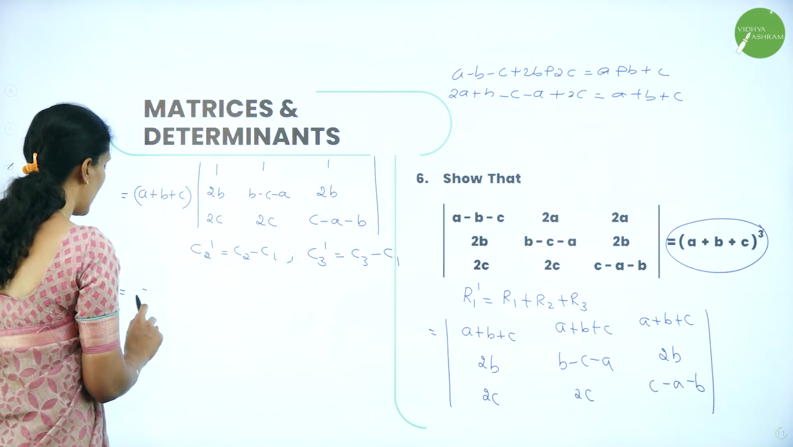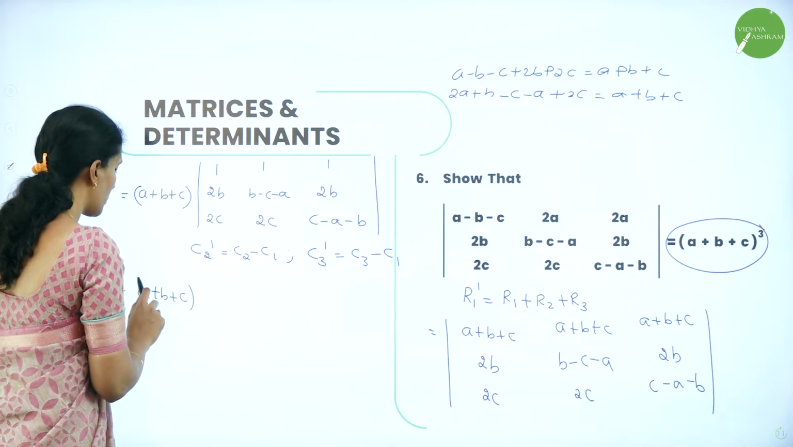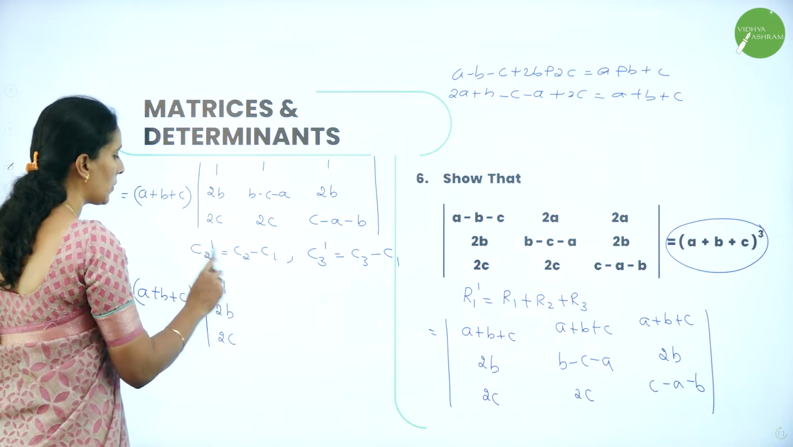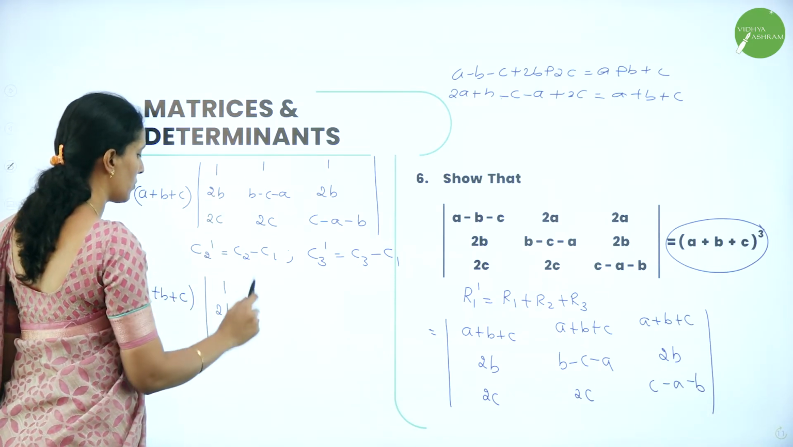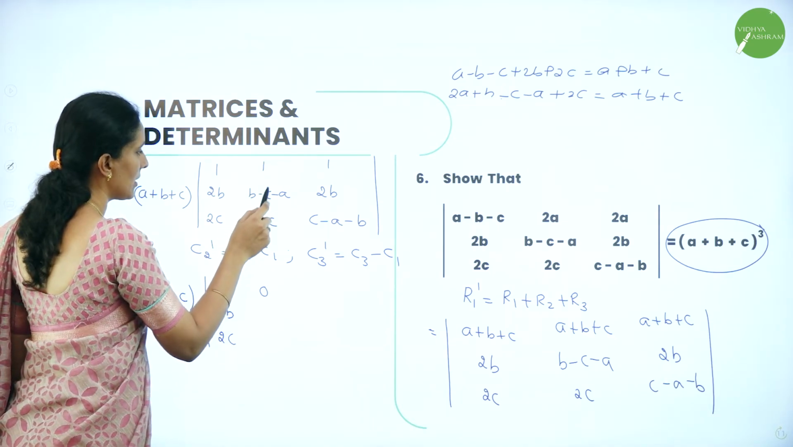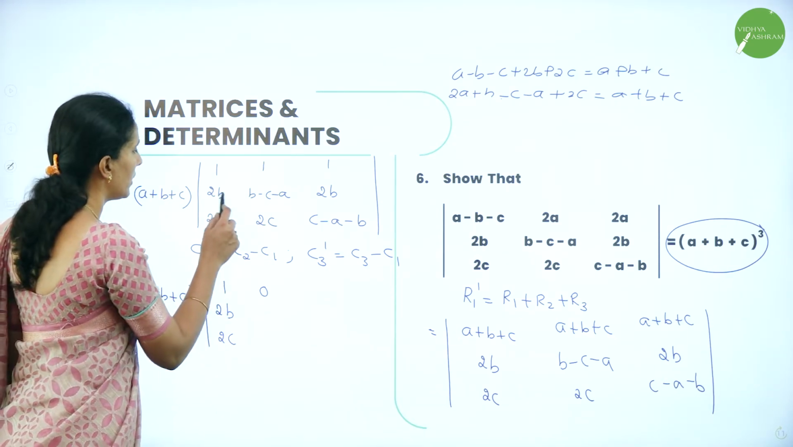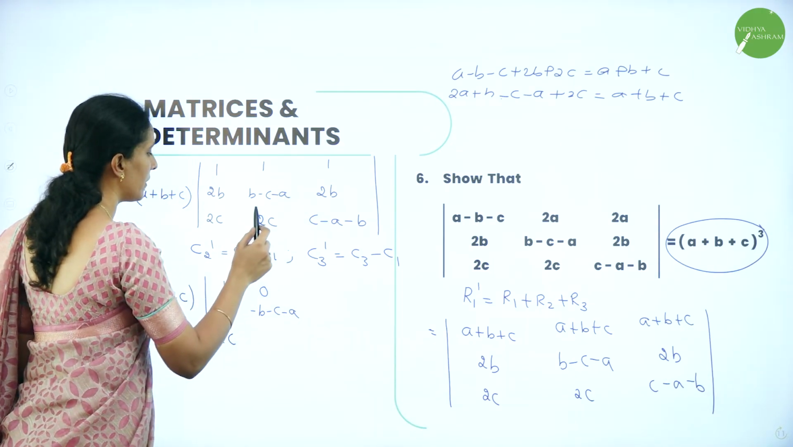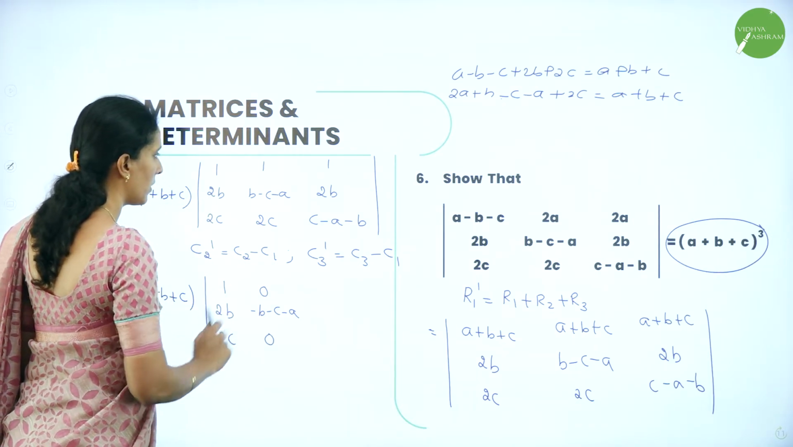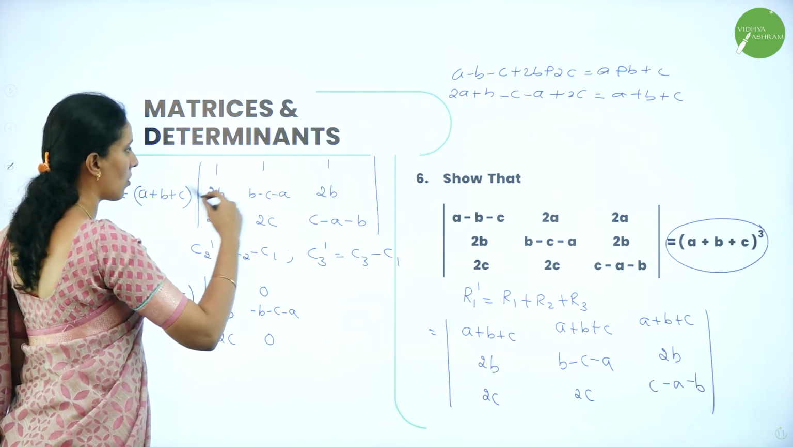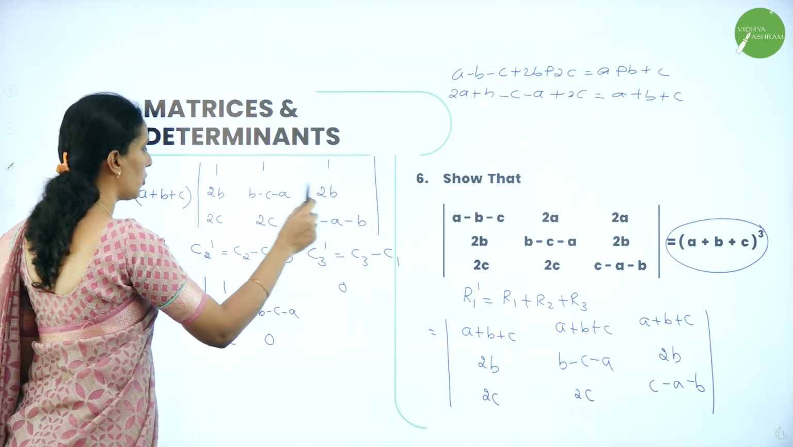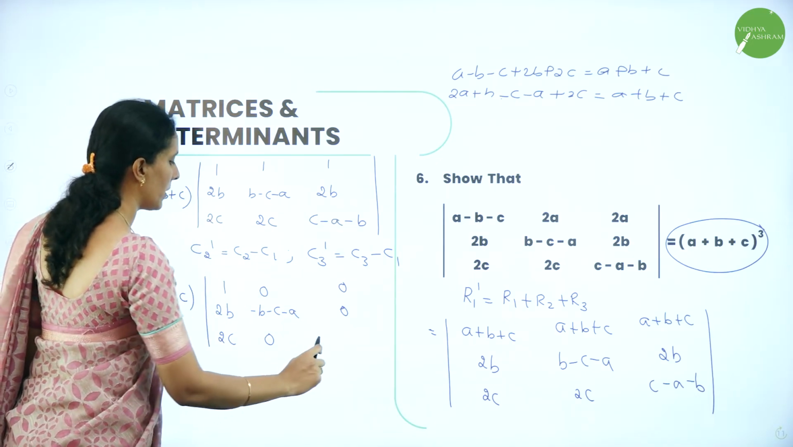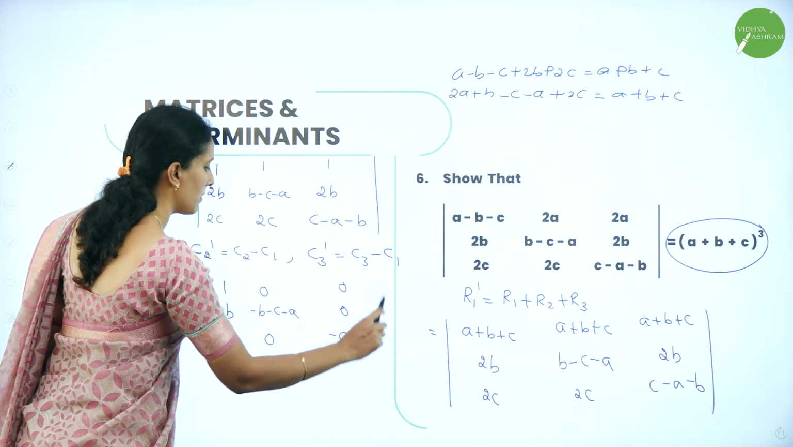So now we have A plus B plus C outside. Write the first column as it is: 1, 2B, 2C. Column 2 is C2 minus C1: 1 minus 1, 0. Next, B minus C minus A minus 2B, so B minus 2B becomes minus B minus C minus A. Next, 2C minus 2C, which is 0. Column 3 is column 3 minus column 1: 1 minus 1 becomes 0, 2B minus 2B becomes 0, and C minus A minus B minus 2C becomes minus C minus A minus B.